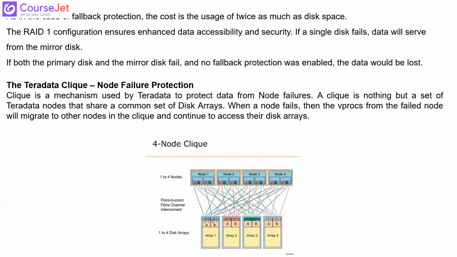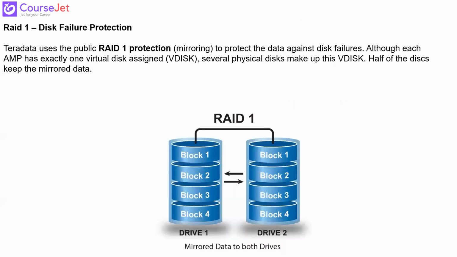So the next one. Are these physical disks or virtual disks? There are two disks, right? In Teradata, yes, these are physical disks. Each AMP will have one virtual disk, but that virtual disk will contain several physical disks. Although each AMP has exactly one virtual disk assigned to it, several physical disks make up this vdisk.